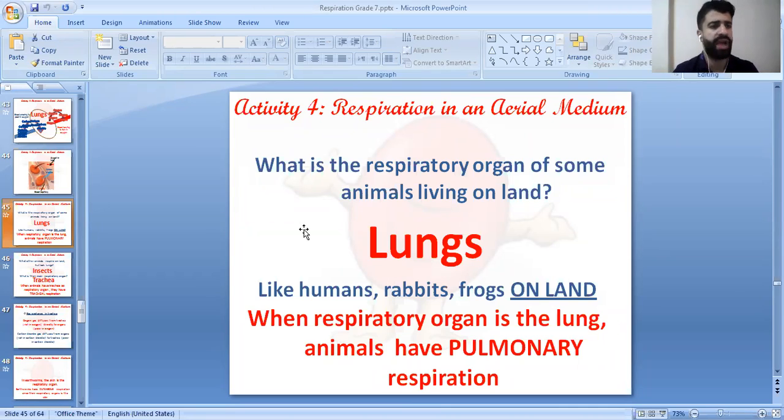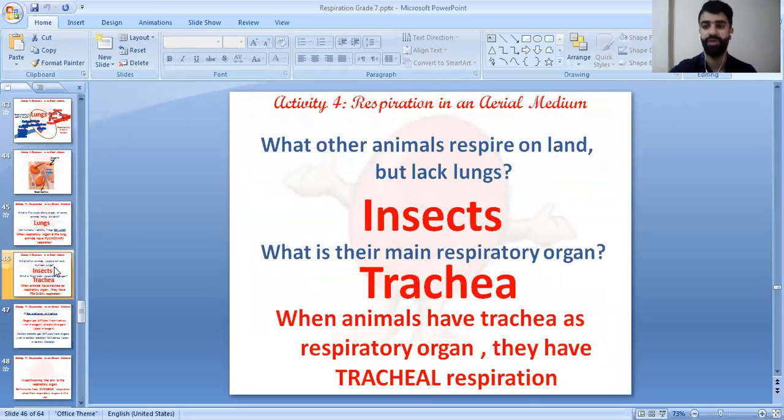Why? We have some animals that live on land and they don't have lungs as the respiratory organs. What do we call them? They are called insects. Insects, what do they have? They have trachea. This is the respiratory organ. So what do we call their respiration type? It's called tracheal respiration, while those having the lungs, it's called pulmonary respiration.